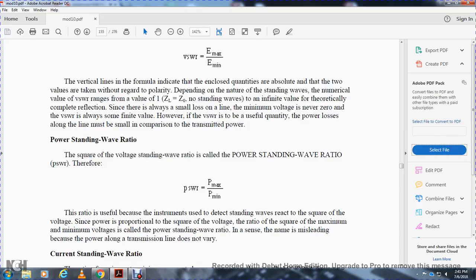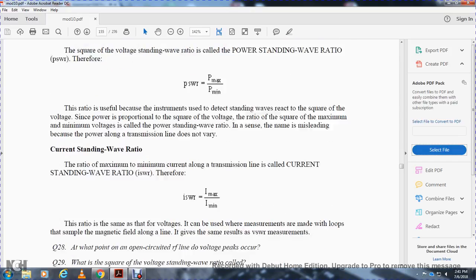Power standing wave ratio. The square of the voltage standing wave ratio is called the power standing wave ratio. Therefore, the power standing wave ratio is equal to the power max over the power minimum. The ratio has become the instrument used to detect standing waves. It reacts to the square of the voltage. The power is proportional to the square of the voltage. The ratio of the squares of the maximum and minimum voltages is compared to the power standing wave ratio. In this sense, the name is misleading, because the power along the transmission line does not vary.